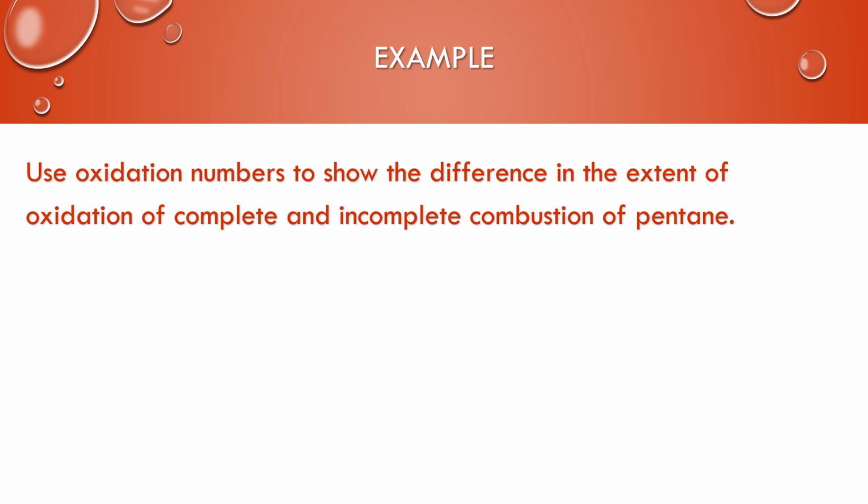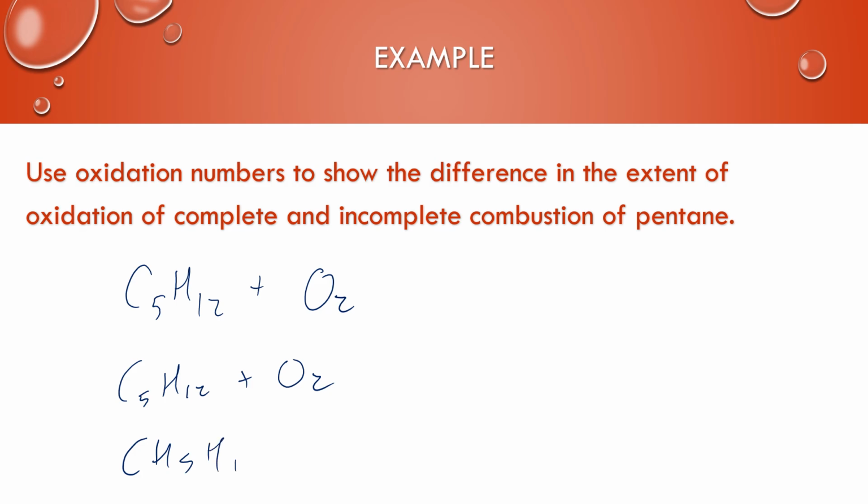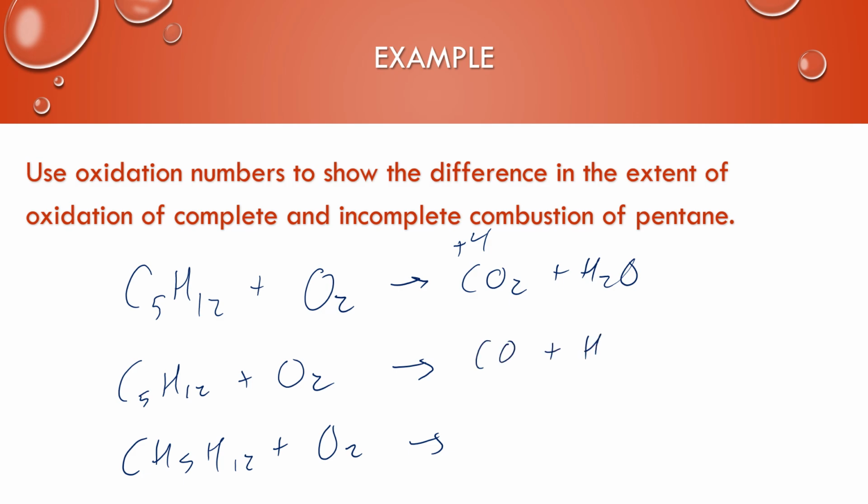Okay, so for this example, we're going to use oxidation numbers to show the difference in the extent of oxidation for the complete and incomplete combustion of pentane. So there's pentane, and combustion is always in oxygen. And I'm going to show you the complete and incomplete. So if it's complete, it will form carbon dioxide and water, where the carbon is changing to a +4. It could form carbon monoxide as one of the incomplete combustions, or just carbon, which is 0.